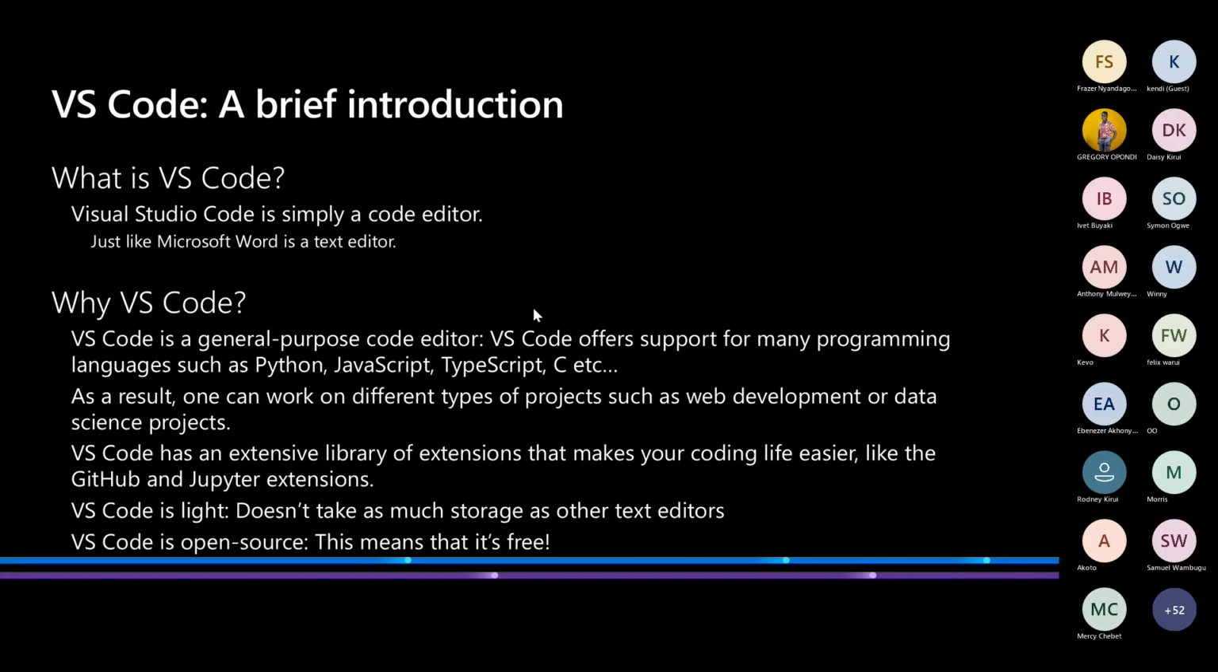So what is VS Code? Visual Studio Code is simply a code editor, and I like to think of Microsoft Word when comparing Visual Studio Code, because they basically do the same thing, but Microsoft Word is a text editor. So Microsoft Word provides you with the tools for editing text. You can delete unwanted text and add new text, change the format of the text.